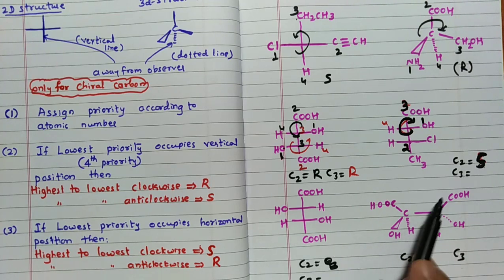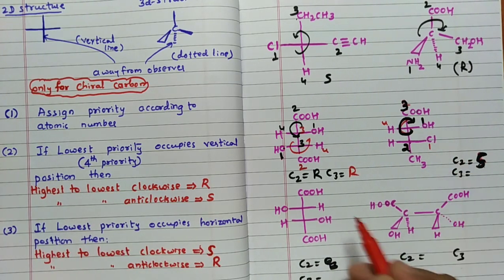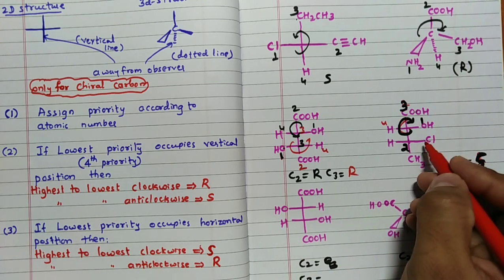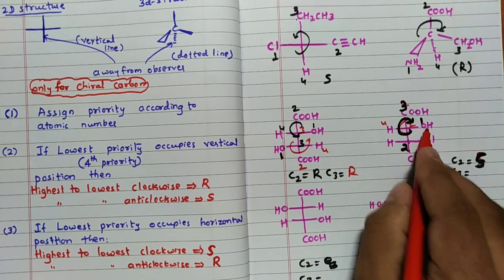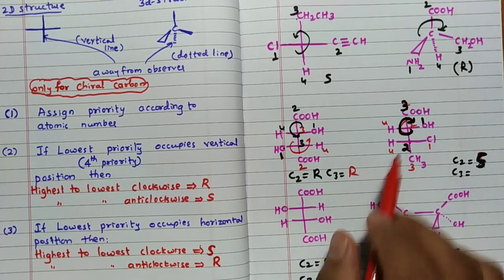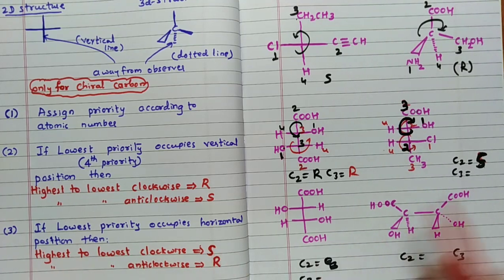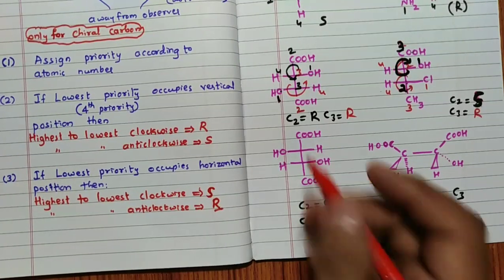So it is S. For C3, first priority is this, no doubt. Second priority is this one because of CO and CH. Third priority is this carbon and fourth priority is this. Once again the fourth priority is horizontal and 1, 2, 3 goes this side. 1, 2, 3 means it is an anti-clockwise direction. Anti-clockwise direction means R. So it is C3 R. Now you will see this one.